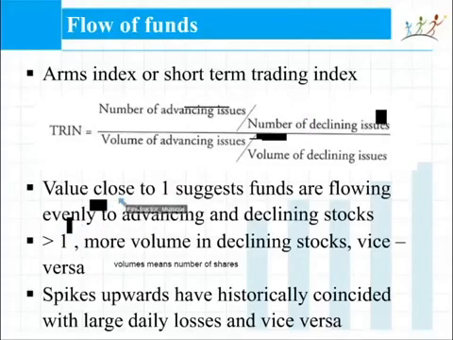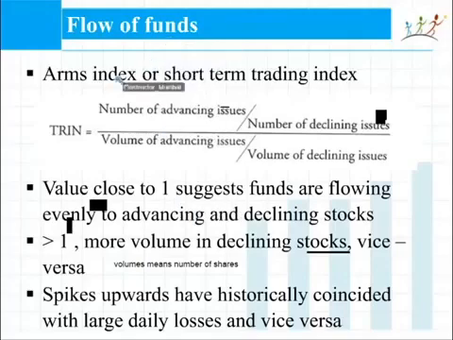So a value greater than 1 means more volume in declining stocks. And a number less than 1 means that more volume is in advancing stocks. Historically, it has been seen that when this number goes significantly above 1, markets see a sharp fall in prices, and if this ratio falls significantly below 1, then the market is seen to have large up movements or large profits.